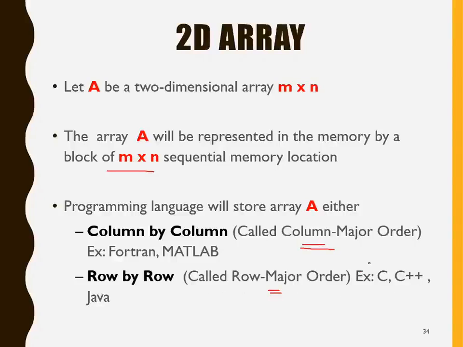So this is the example for the languages which support row major order. As we are working in C programming in data structures, this is the method in which we store the elements, row major order. Although if I want to store the elements by column major order, languages like Fortran and MATLAB support that. Even Java is supporting row major order. So by default, when we work with C, C++ and Java, the elements of the array are stored in row major order.